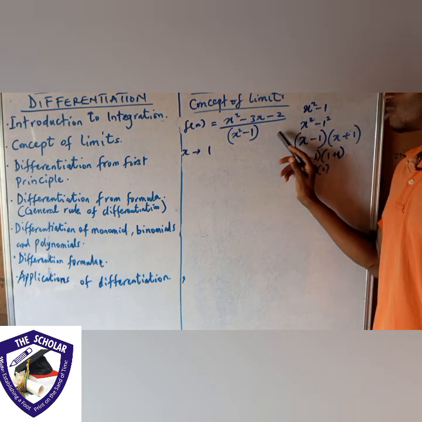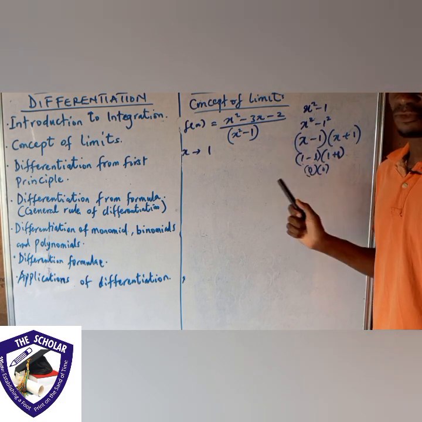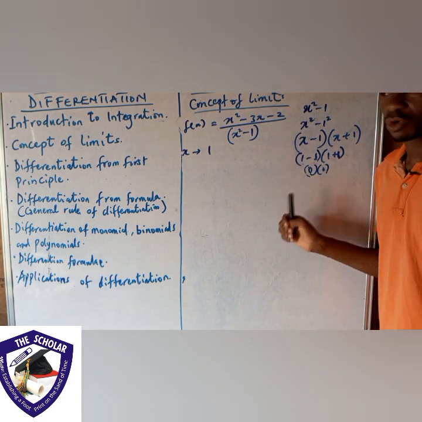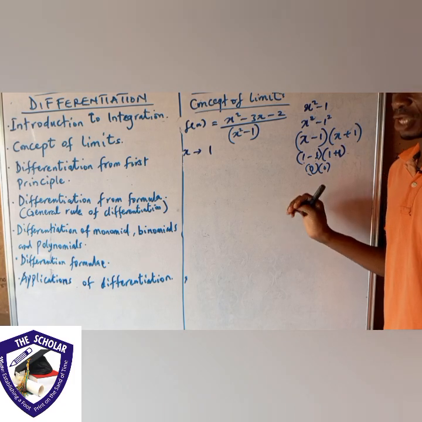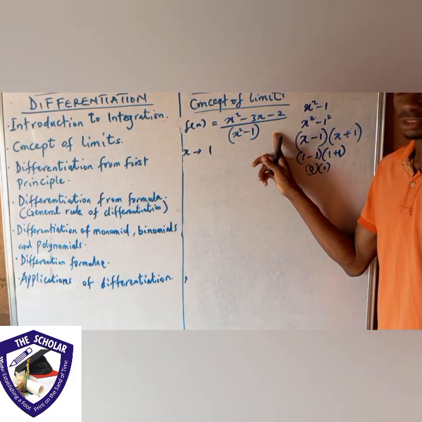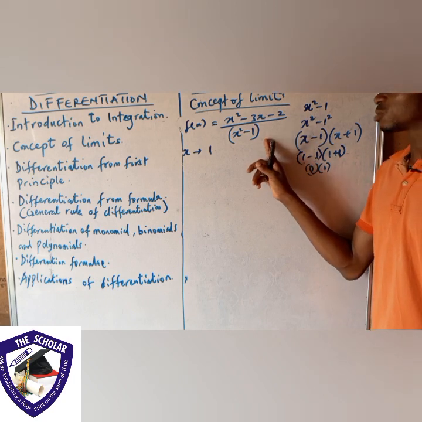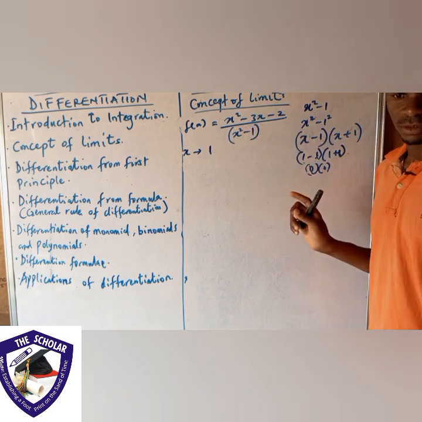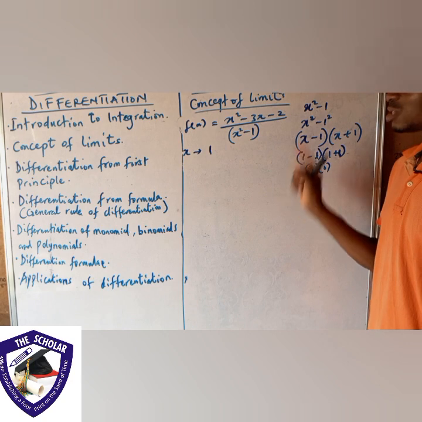Because when you have 0 at the denominator, we call it what? Undefined expression. Which means what? You cannot proceed to solve that problem. So that's the reason why we cannot substitute directly into this expression. So the first thing we need to do is what? To factorize the expression. By what? Looking at the numerator and the denominator.